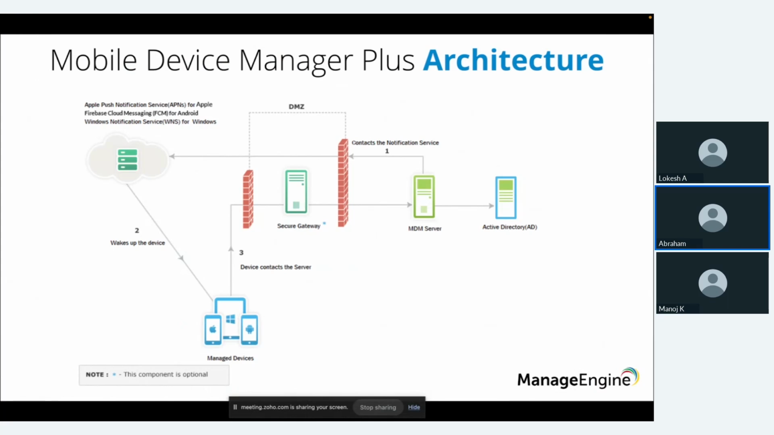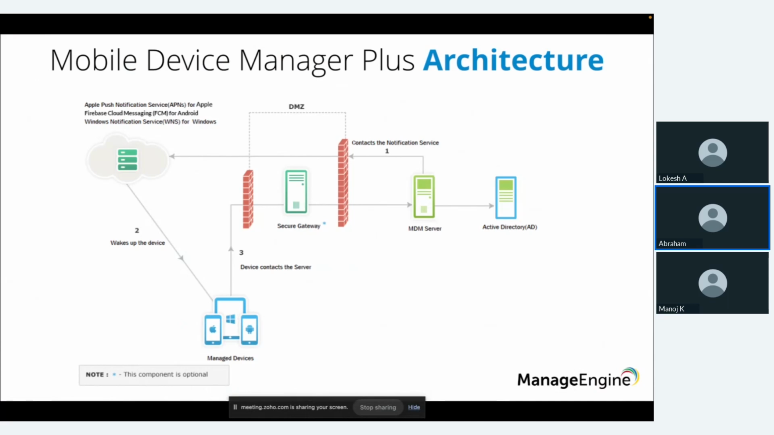So let's say you're pushing an app or a profile or locking a device, anything that you do from the MDM console first prompts the notification servers. And then these notification servers will ping your devices to wake up. And that wake up call will prompt the devices to contact your server in turn. So when your devices contact the server, they will then dispose the configurations they have for those specific devices.